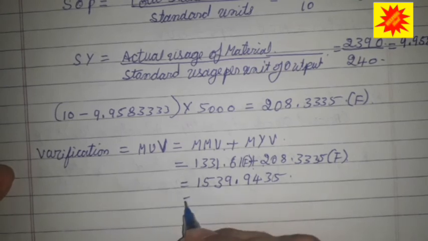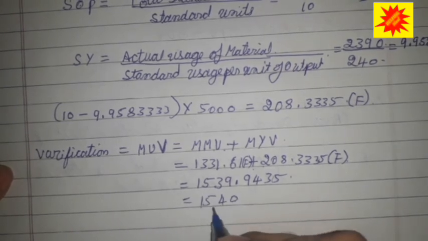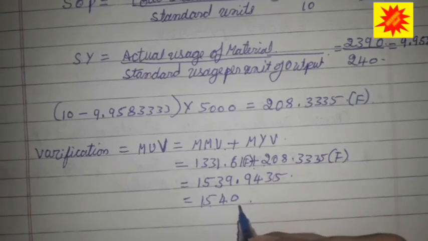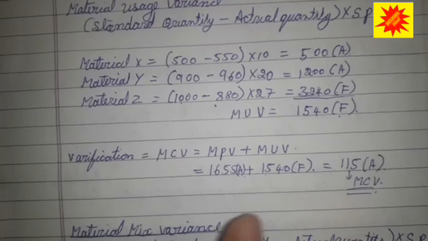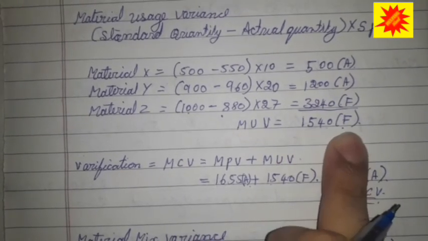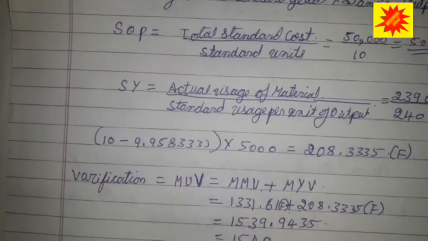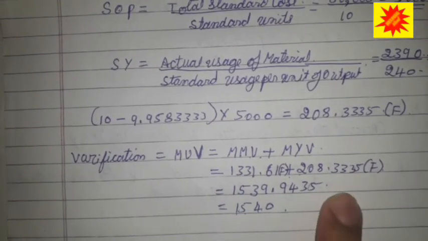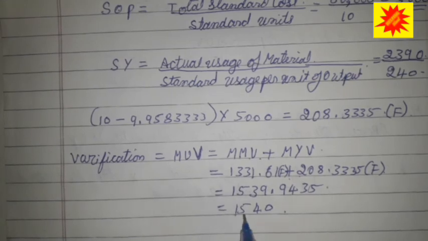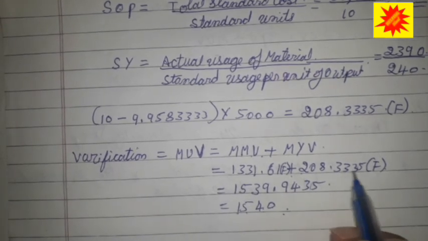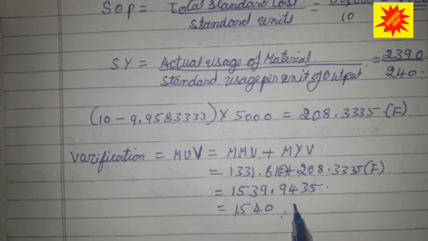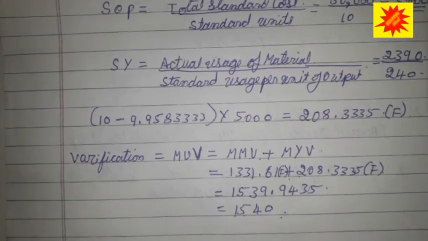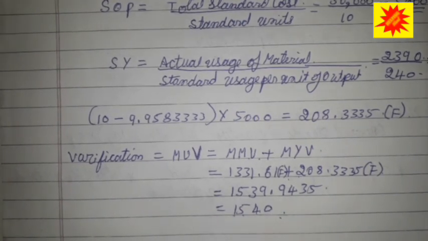So when we round this off, we get 1540. So isn't it equal to your material usage variance? Our material usage variance was 1540, and when we add these two, we still get 1540. If it was a rounded off figure, perfect figures, then we would have actually got 1540 itself. But here there are some recurring decimal values, therefore we are getting this 0.9435. Okay, so here this completes all the material variances.